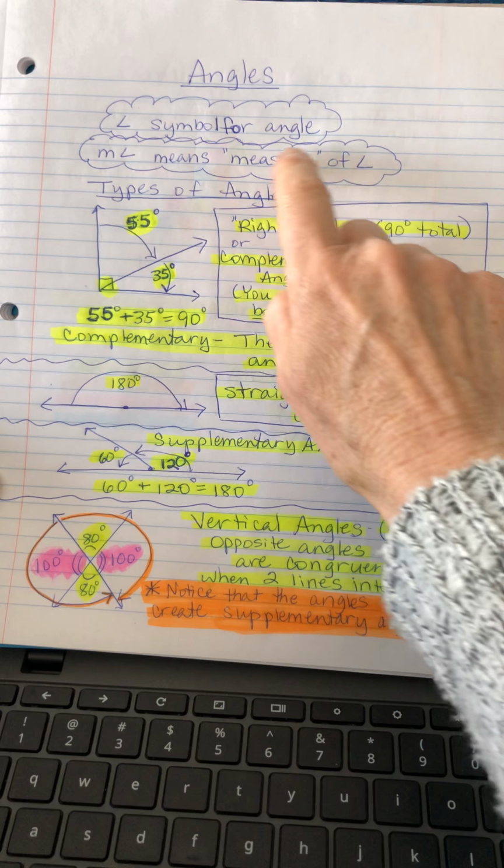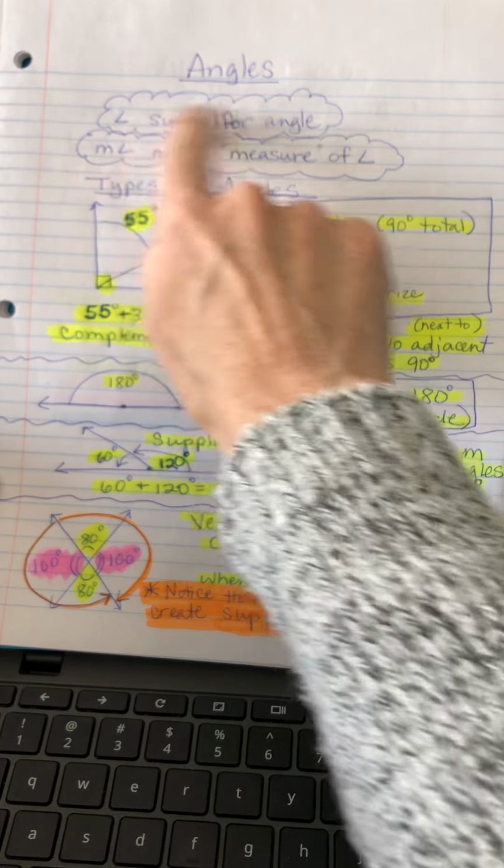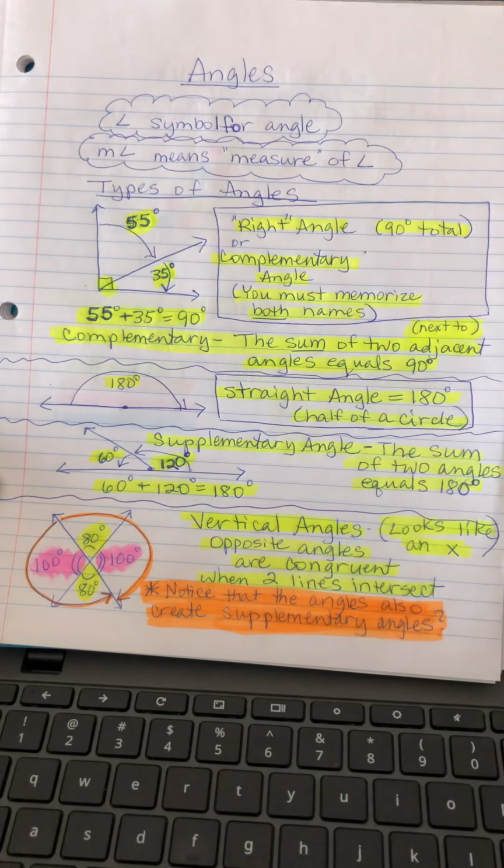All right, now you're going to learn about the different types of angles that we will be working with. So first off, you see this little symbol that looks like a less than or greater than sign. It's slightly different, but it's the symbol for angle. And if you ever see a little M next to that symbol, it means the measure of that angle. Okay, so just so you know how to proceed from there.